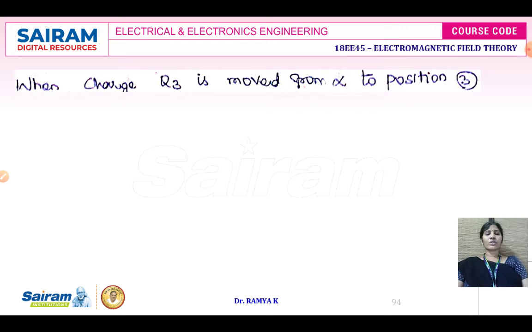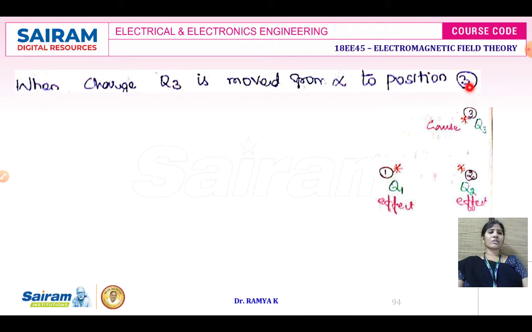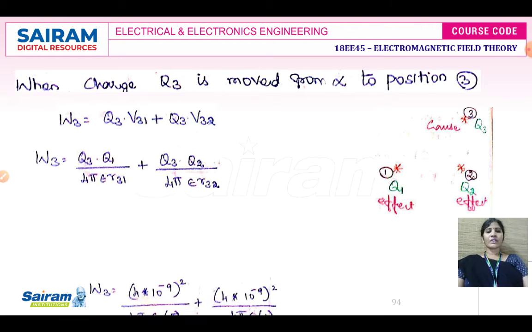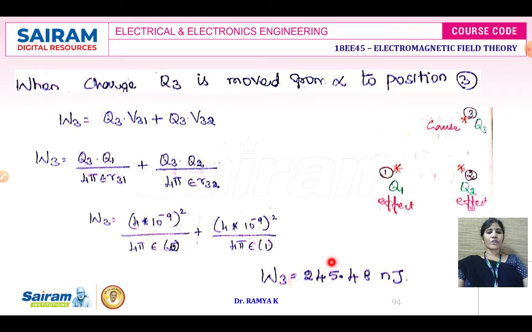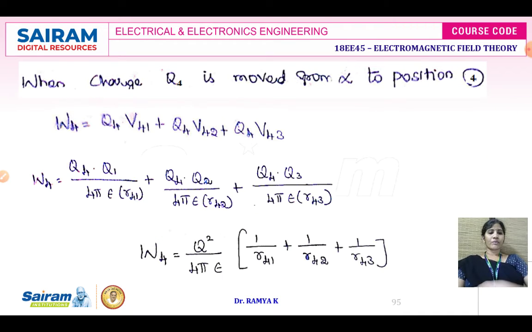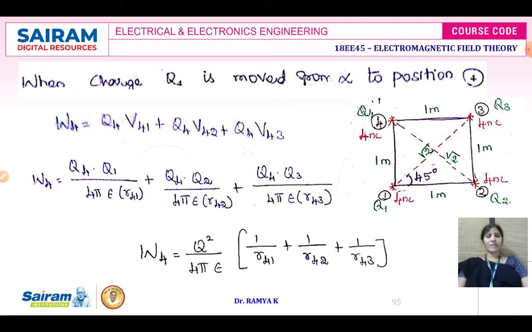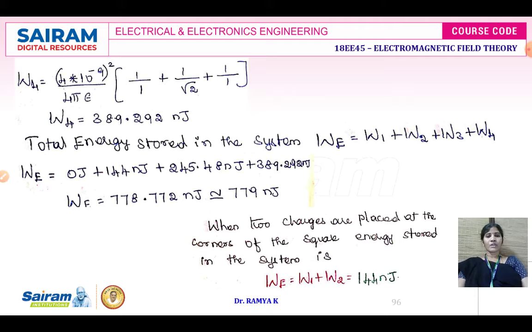Similarly, when you move Q3 from infinity to the position 3, then because of these two charges, a potential is going to get exerted at this point, and the work done W3 is equal to Q3 into V31 plus Q3 into V32. After identifying, the value of W3 is 245.48 nanojoules. Similarly, when the fourth charge is being brought, it will be in the presence of Q1, Q2, Q3, and work has to be done.